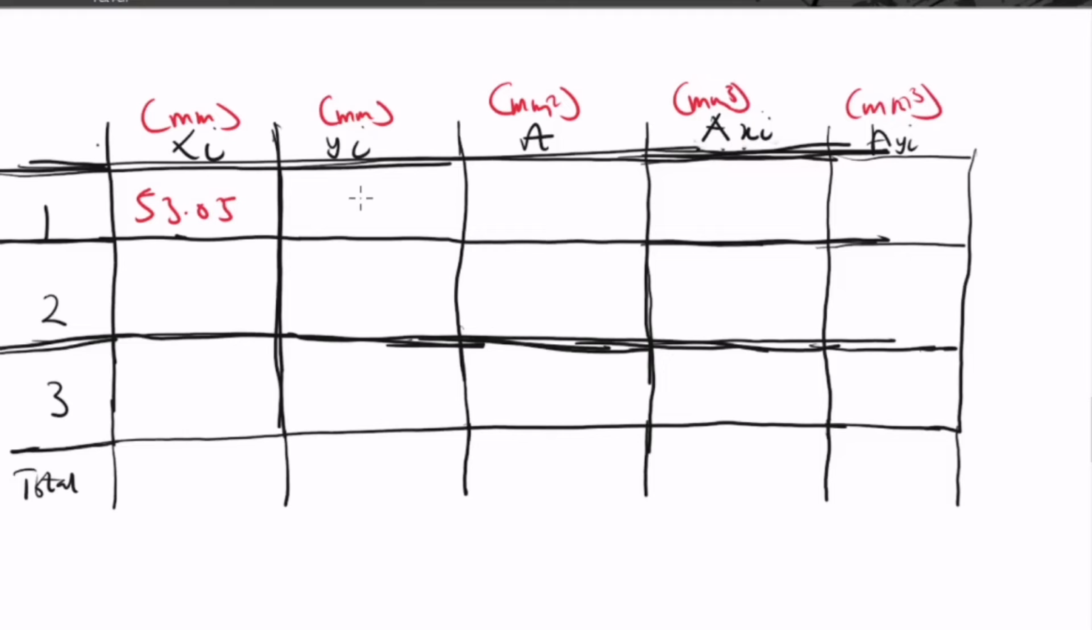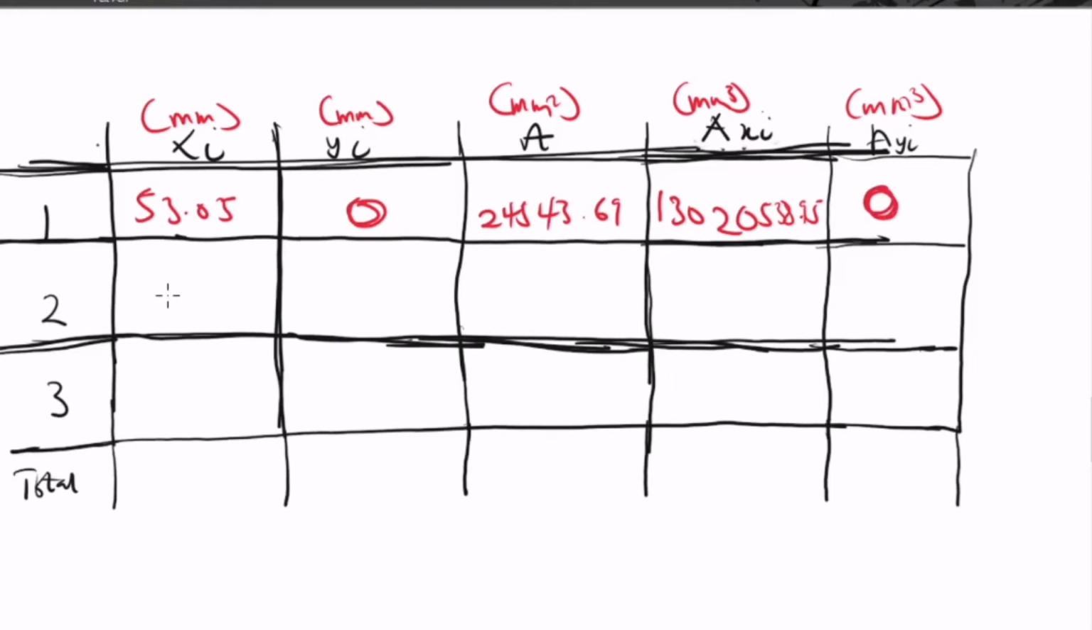We had the y to be what? 0. So for the area, we had the area to be 24543.69, right? So when you multiply the area by the x, that's the Axi, what are you going to get? You're going to get 130205338.95. Then when you multiply the 0 by the area, you're going to get 0 for the y, right? Now let's go to shape number 2.